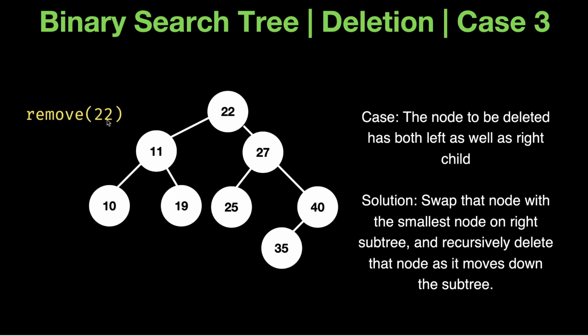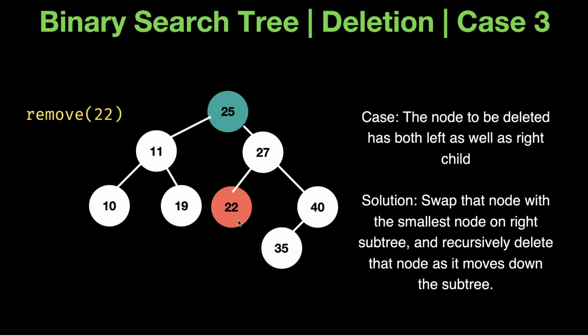Suppose I want to remove 22, that means the root node, right? So first of all, to remove the root node, I cannot remove it directly because that will create a loophole here. So first of all, I will find the smallest node on the right subtree of this root node. The right subtree is this part, and the smallest node on the right subtree is 25, because among 25, 27, 40 and 35, 25 is the smallest node, right? So we will just swap 25 and 22. Now 25 will become the root node, 22 will come down.